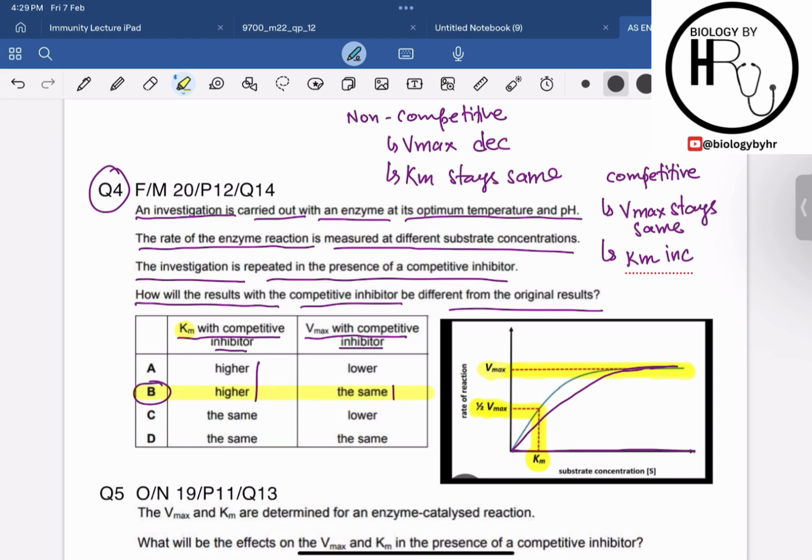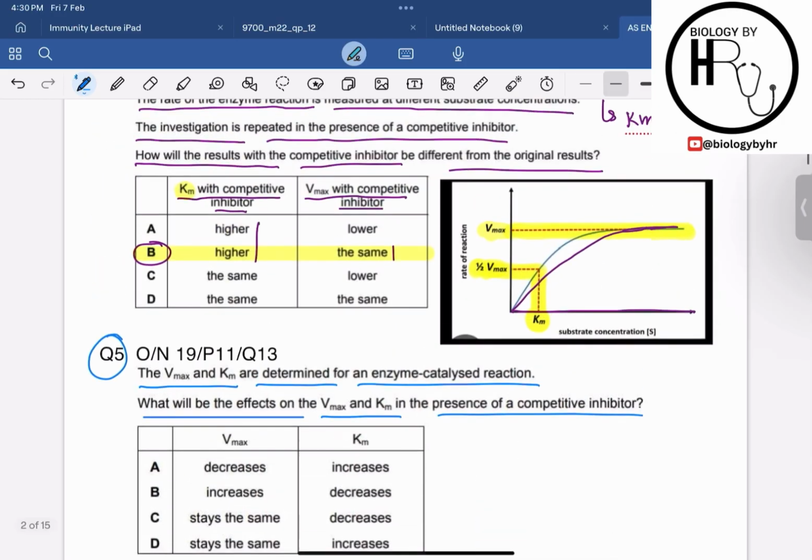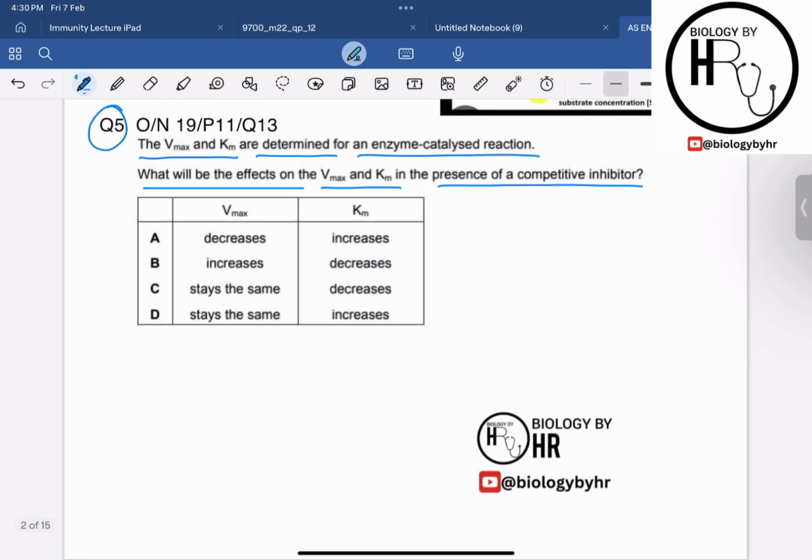I hope that this is clear to all of you. Now let's move on to question 5. Question 5 is from October-November paper 1 question 13. It says that the Vmax and Km are determined for an enzyme catalyzed reaction. They are also asking us about the effect on the Vmax and Km in the presence of a competitive inhibitor, just like the similar question above. We know that the Vmax in the presence of the competitive inhibitor stays the same and the Km increases, right? So hence the correct answer over here would be option D.